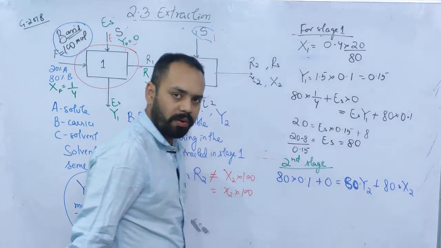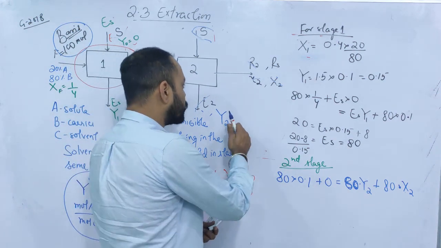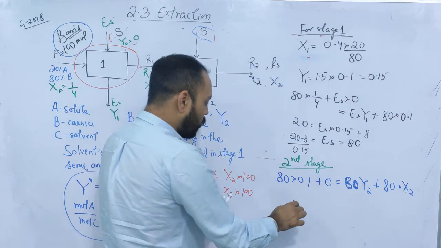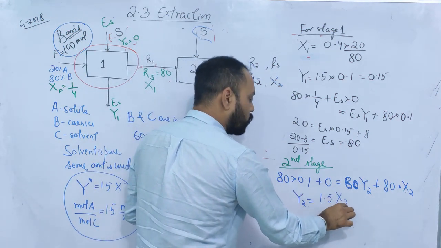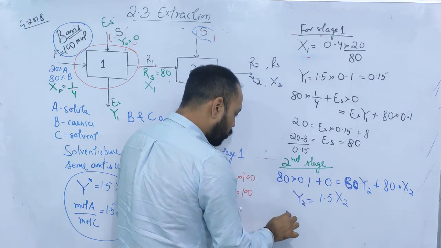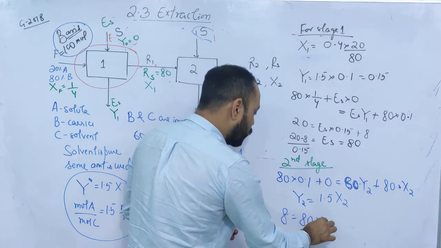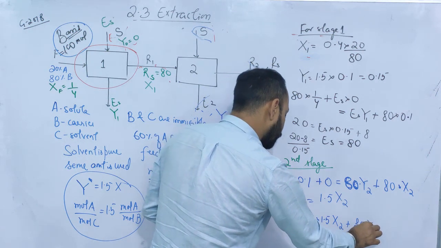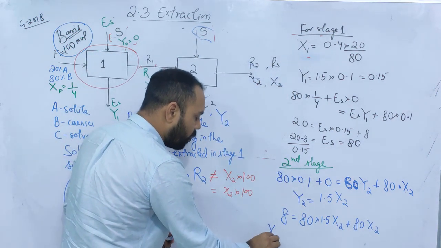So two unknowns are present. Obviously, you cannot use a single equation to find two unknowns. What is the other equation? These two must be in equilibrium. Why in equilibrium? Because they are leaving streams. Right? So Y2 is equal to 1.5 times X2. We substitute the value of Y2 here. It becomes 80 into 0.1 becomes 8 is equal to 80 multiplied by 1.5 multiplied by X2 plus 80X2. Fine. From here, you find the value of capital X2.